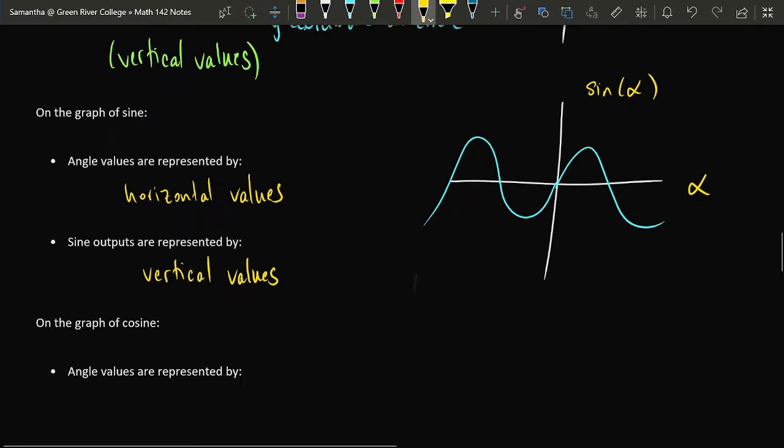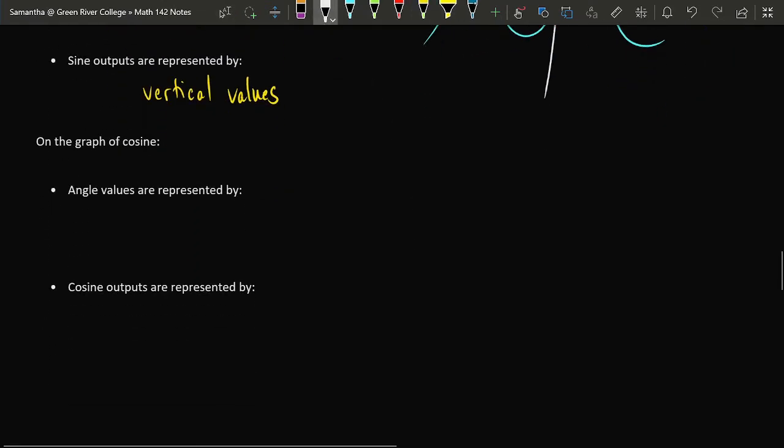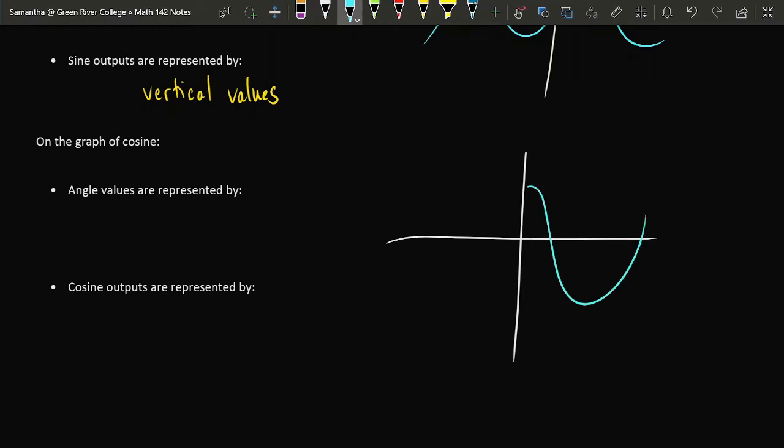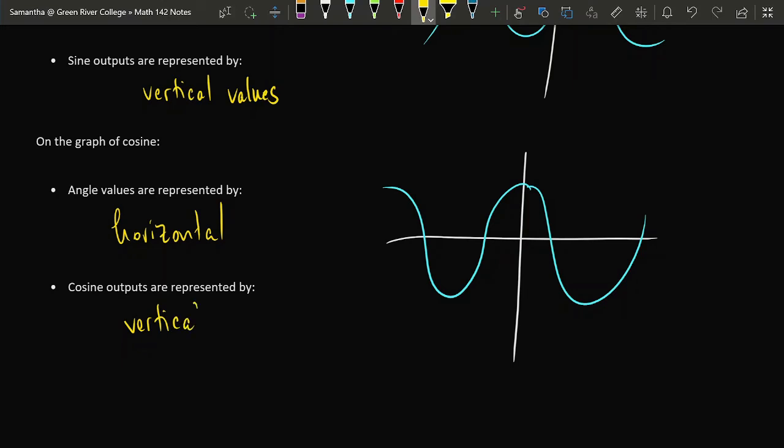And on the graph of cosine, again, a different picture, and the axes have a different meaning. In the graph of cosine, the angle values are represented horizontally, and the outputs of cosine are represented vertically. So it would be appropriate for me to label the horizontal axis by alpha and the vertical axis by cosine of alpha.